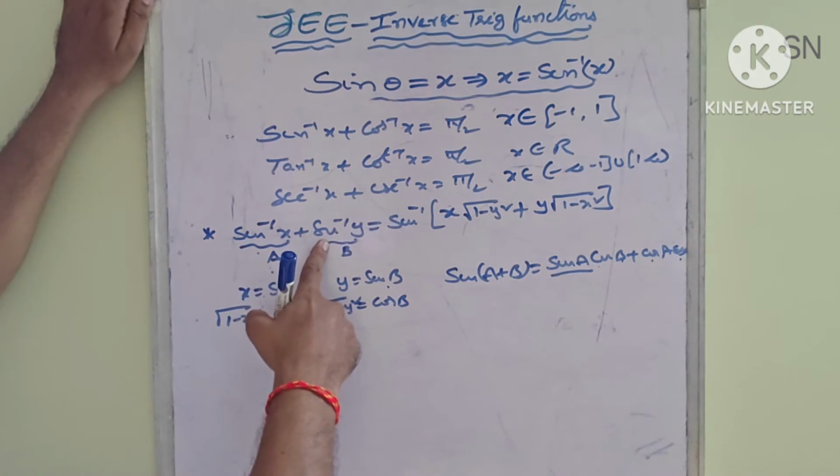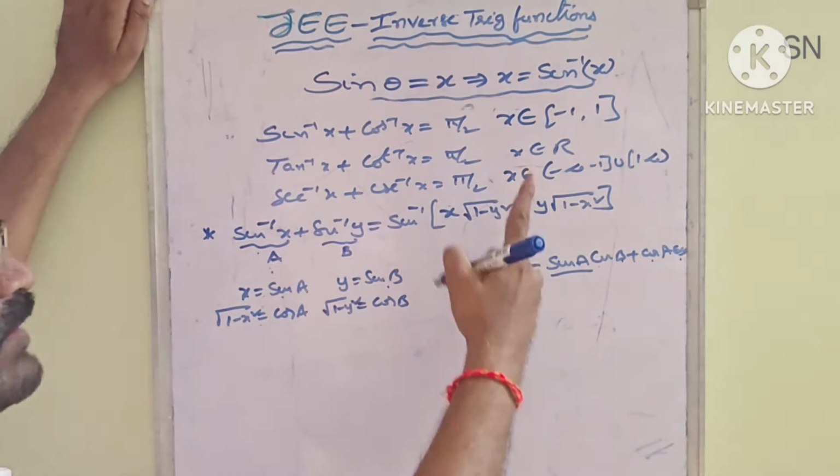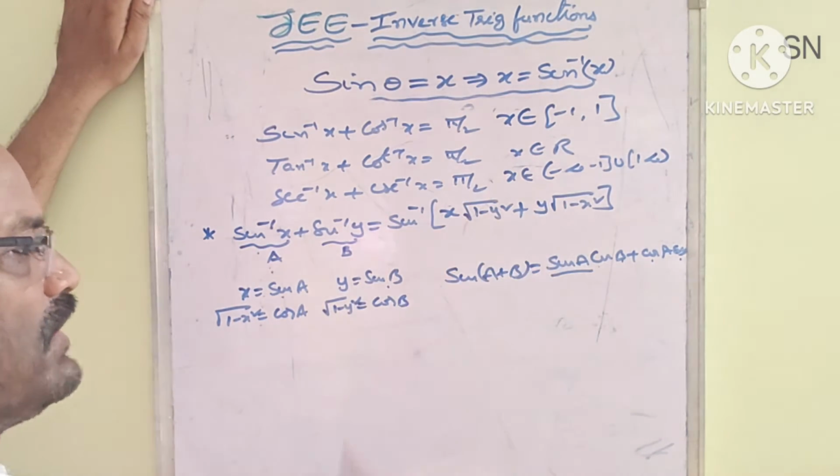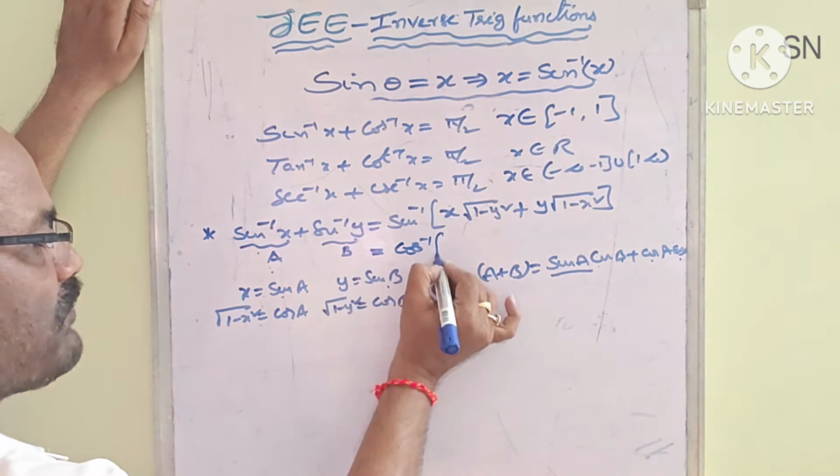Sin inverse x plus sin inverse y is equal to sin inverse of x root over 1 minus y square plus y root over 1 minus x square. And cos inverse is also the same.